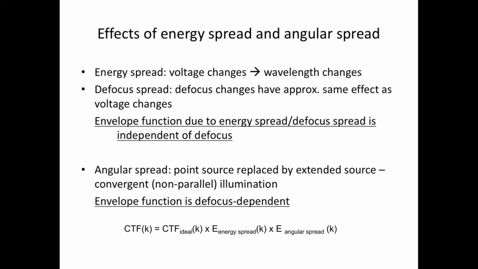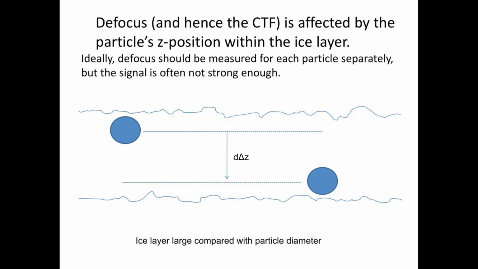Z in the specimen. So we have an ice layer, and the ice layer is large compared with the particle diameter. What particles love to do is to be close to the air-water interface. So they're sitting up here or they're sitting down there. Very few particles sit in between.